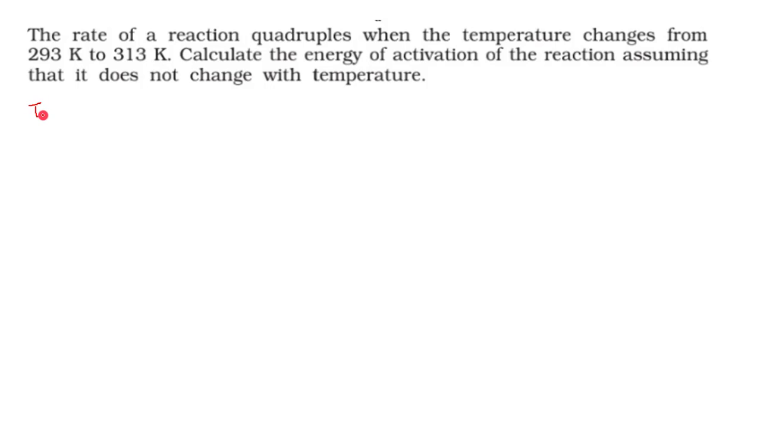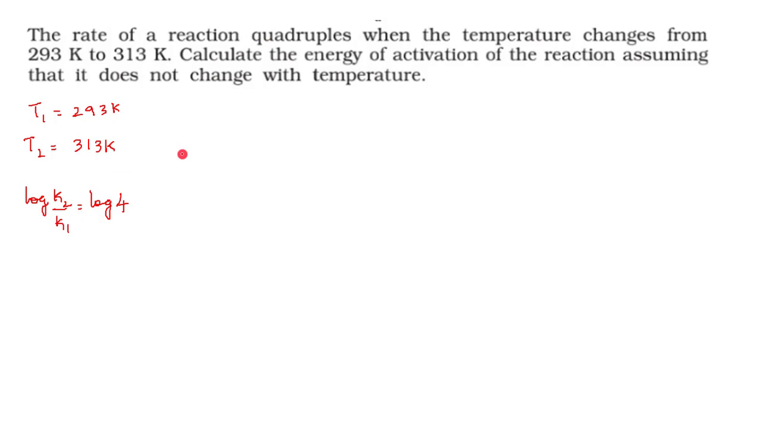So T1 I'll take as 293 Kelvin, T2 will be taken as 313 Kelvin. The rate of a reaction quadruples, meaning it is increasing by 4 times. So instead of giving the rate constant values, you can take directly log of K2 by K1. They have given us log of 4. The ratio means the rate constant or the rate of reaction is increasing by 4 times. So if K1 is taken as 1, K2 will become 4 based on the question given.